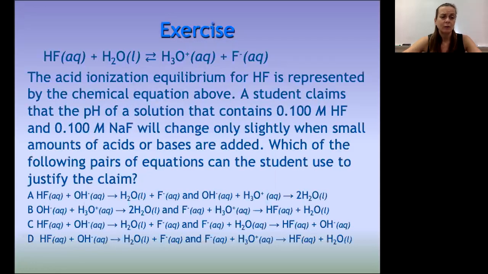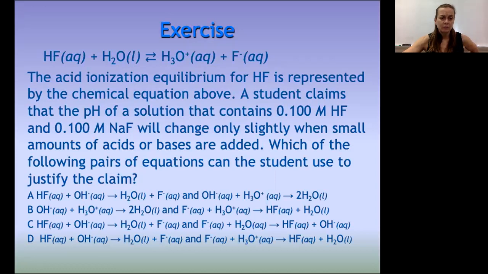So let's take a look at a practice question. We have the acid ionization equilibrium for hydrofluoric acid here, and our student says that if we have a solution that has 0.1 molar hydrofluoric acid and 0.1 molar sodium fluoride, the pH is only going to change slightly if we add a small amount of acid or base.